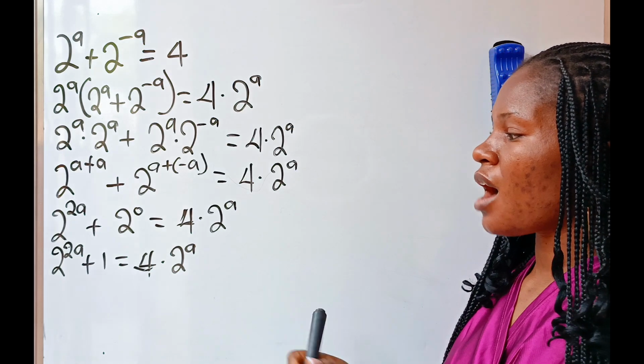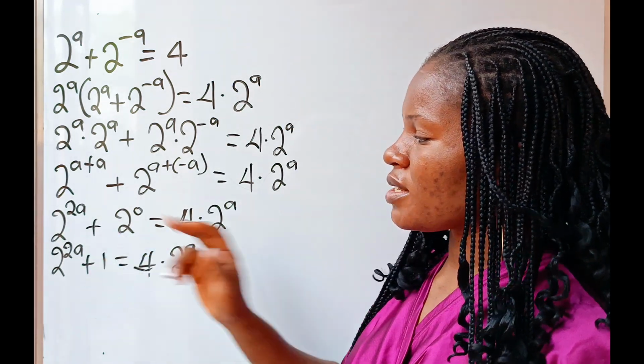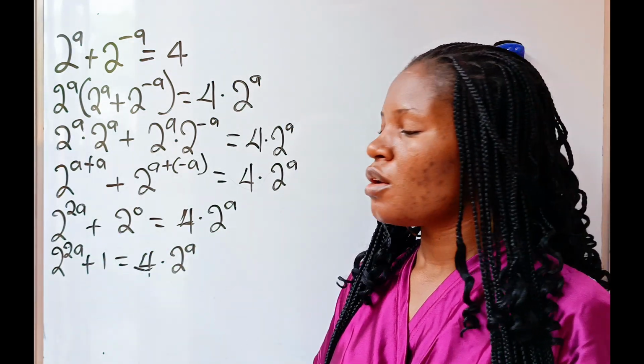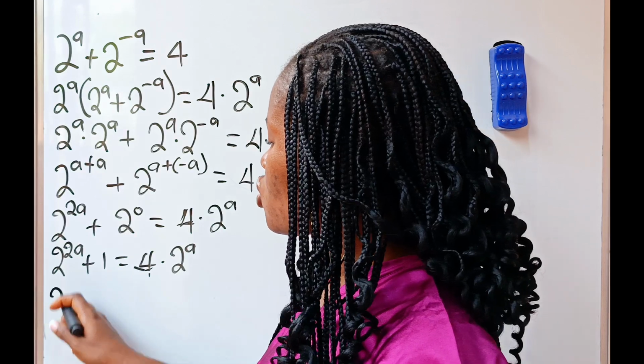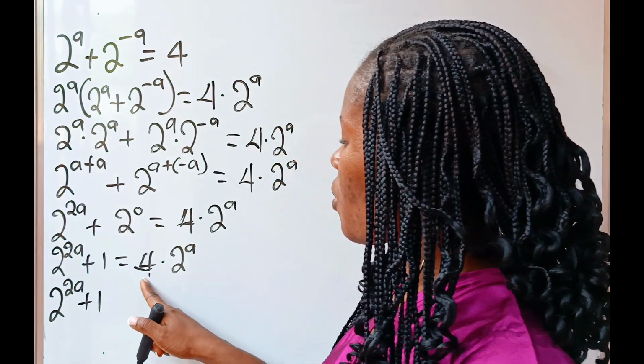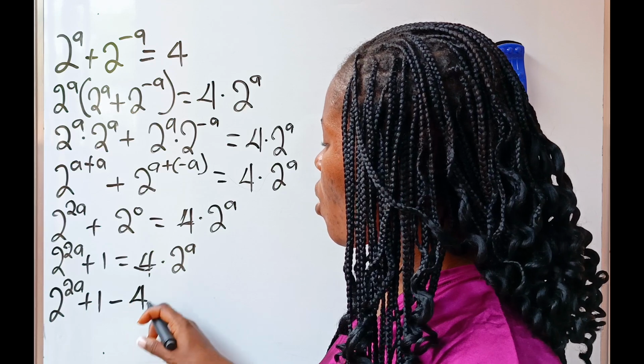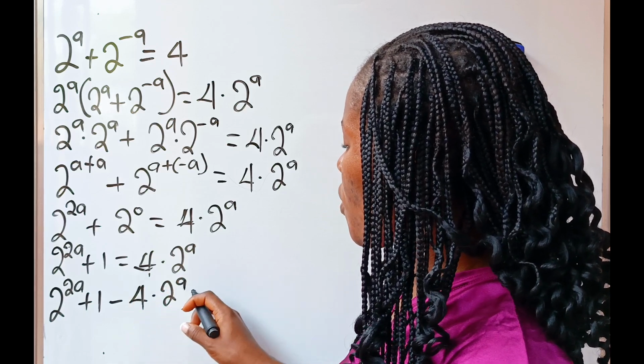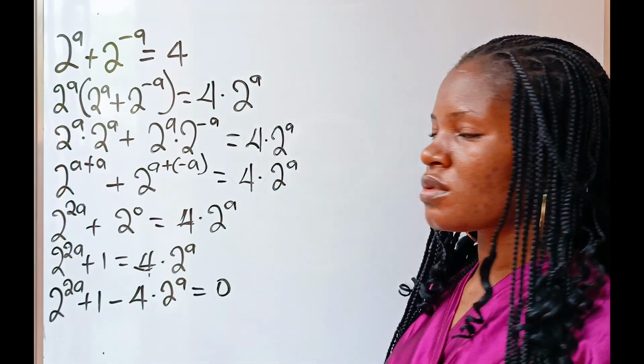All right. Now, let us bring this to this side of the equation. If we do that, we have 2 to the power of 2a plus 1. Now, this will now be minus 4 multiplied by 2 to the power of a is equal to 0.